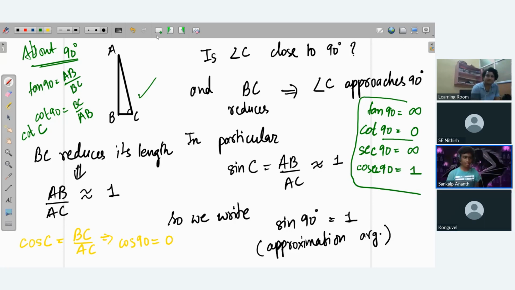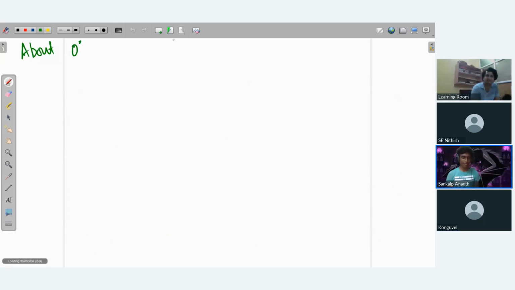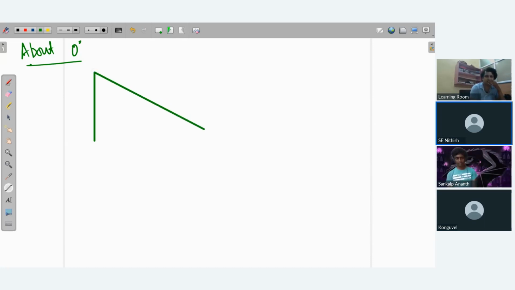If cot C is BC by AB and BC becomes 0, what is AB? AB is a fixed length, any length of your choice. So we are dividing that 0 by that many times. Remember like this, 1 by everything is nothing. If you divide everything by 1, you get nothing.